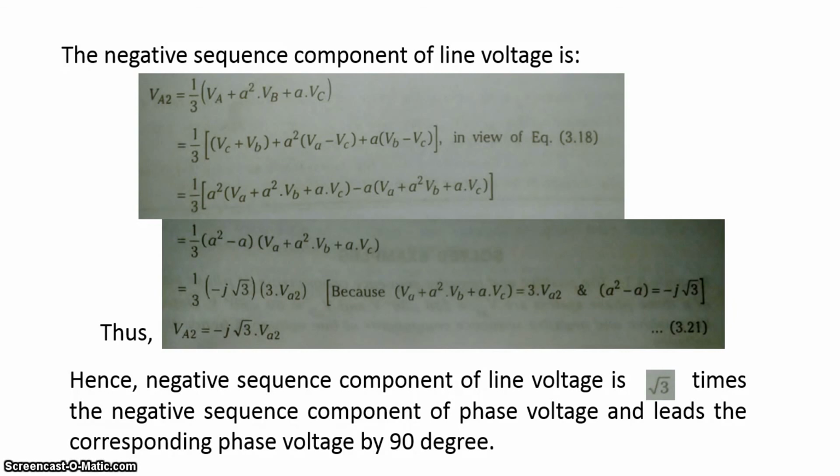This is equal to 1 by 3 times of minus j root 3 into 3 times of Va2, because Va plus operator a square Vb plus operator a into Vc is equal to 3 times of Va2, and operator a square minus operator a is equal to minus j root 3. Thus, we have Va2' is equal to minus j root 3 into Va2. Hence, the negative sequence component of line voltage is root 3 times the negative sequence component of phase voltage and lags the corresponding phase voltage by 90 degrees.